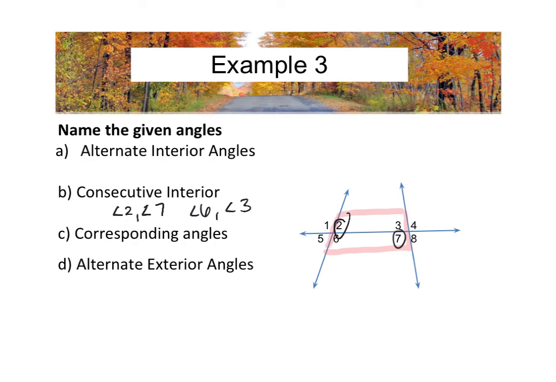Corresponding angles, okay? Corresponding angles would be 1 and 3. Angles 2 and 4. Angles 5 and 7. And angles 6 and 8. And then alternate exterior. So that would be 1 and 8. And angle 5 and 4.